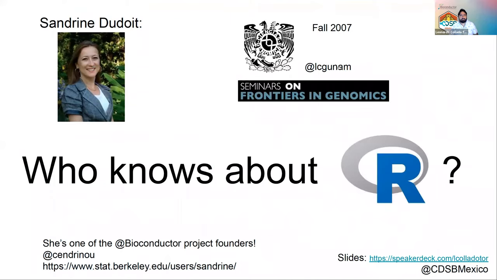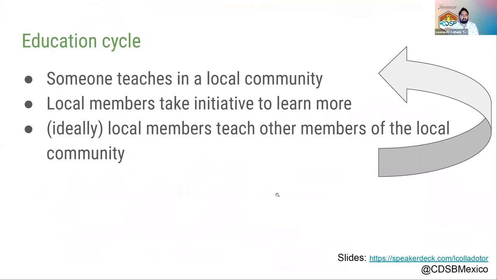How did we get started? Years ago in 2007, Sandrine Dudois, who's one of the Bioconductor founders, visited Mexico. And then she asked this question of who knows about R, and basically no one raised their hand. So we started this education cycle, which is, someone teaches in a local community, then members of that local community take initiative to learn more, and that might involve going to a conference or things like that. And then ideally, but not always, local members then also teach more local members, right? And that's how you grow your community.